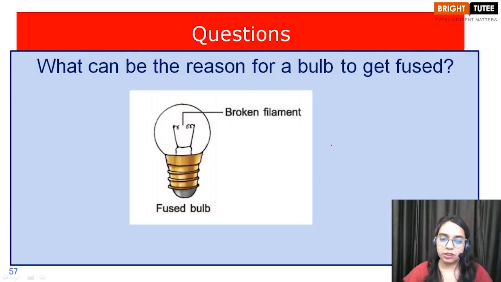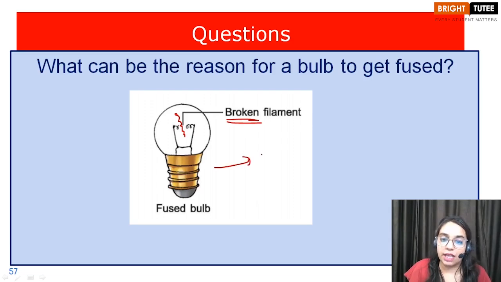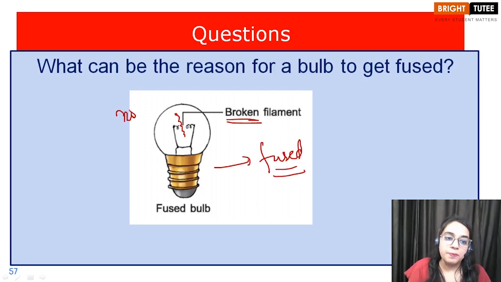So children, the next question is, what can be the reason for a bulb to get fused? How we can say, or what is the reason behind a fused bulb? So children, whenever we say we have a fused bulb, what happens is the filament inside the bulb is usually broken. When you will observe it carefully, you will observe that there is a break in the thin wire, which indicates that this filament is broken, and we can say that the bulb is fused. And in this case children, the bulb will not glow.